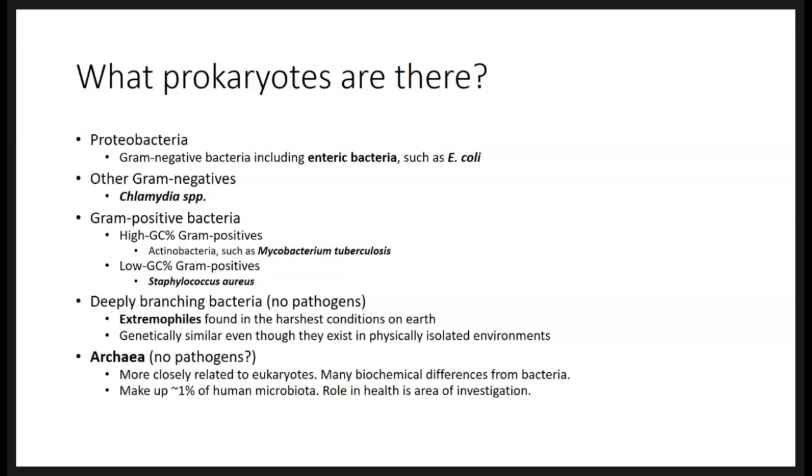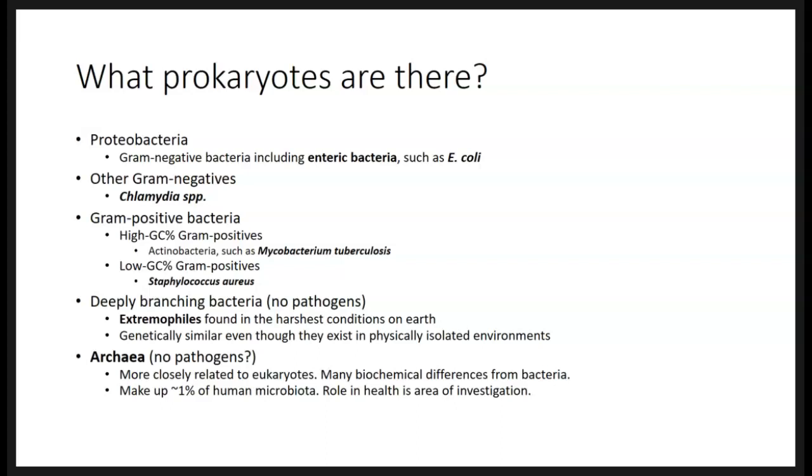Gram-positive bacteria are distinct evolutionary groups from the gram-negatives. Remember, they have a much different cell wall and cell membrane structure. They also fall into subgroups within the gram-positive. We have high GC% bacteria. Those are gram-positive bacteria that have a greater than 50% amount of G and C nucleotides in their genomes. These include the actinobacteria and specific species such as Mycobacterium tuberculosis, which we'll talk about.